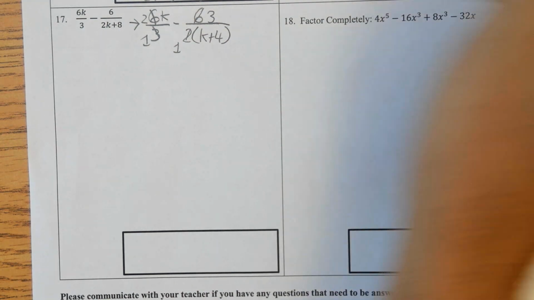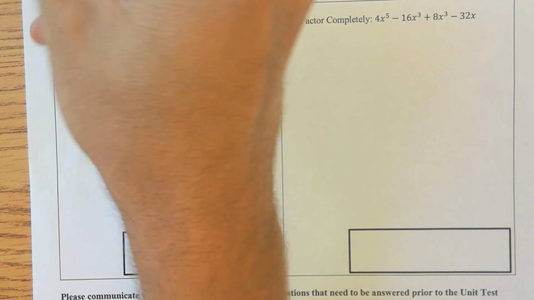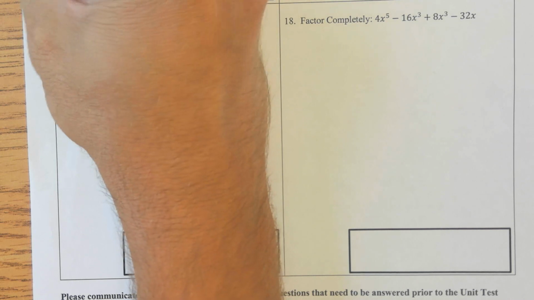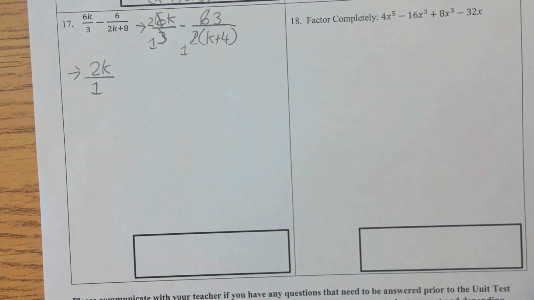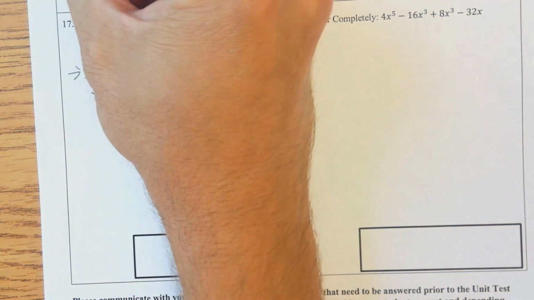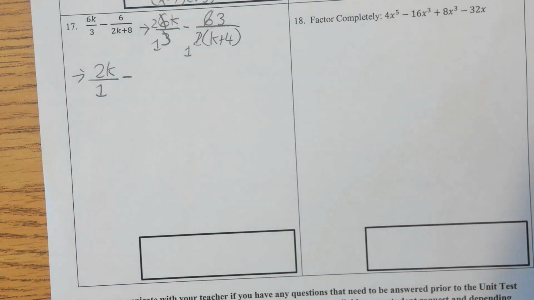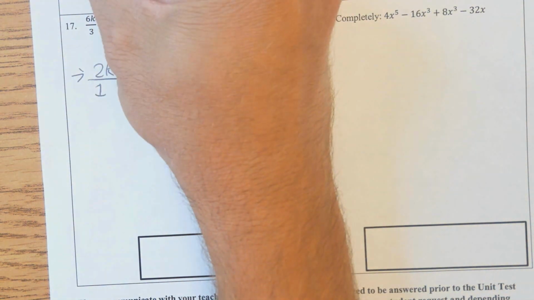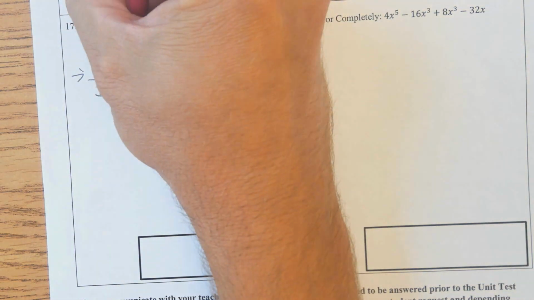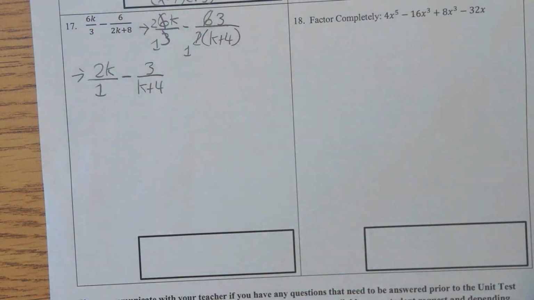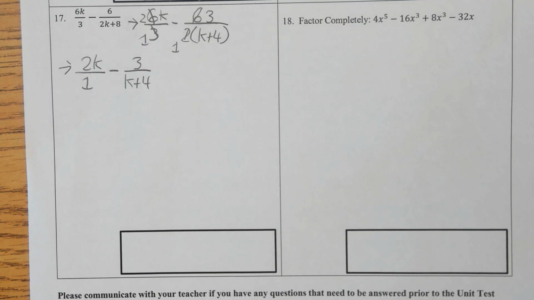So now look what my new problem looks like. It's going to look like this. It's going to be 2k over 1 minus 3 over k plus 4. So this looks so much easier now, so much easier.